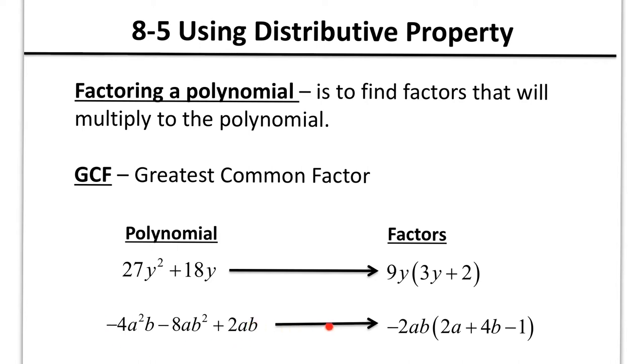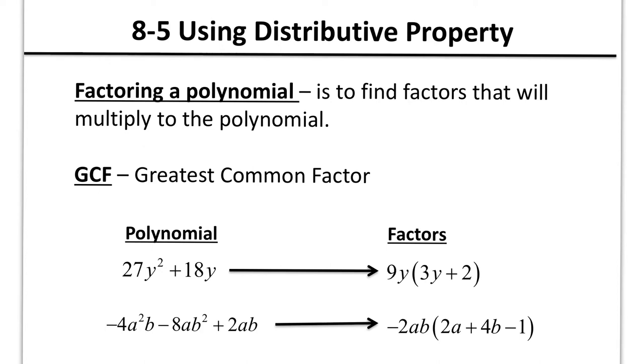So what are the factors, when you find the polynomials that will multiply to the trinomial? Well, we have a negative 2ab times 2a plus 4b minus 1. So what does it mean? Once again, if you distribute this right here, if you multiply, you're going to get this trinomial back. All right, so that's the idea.